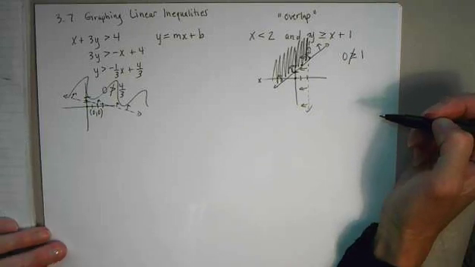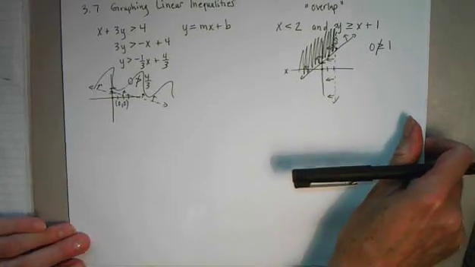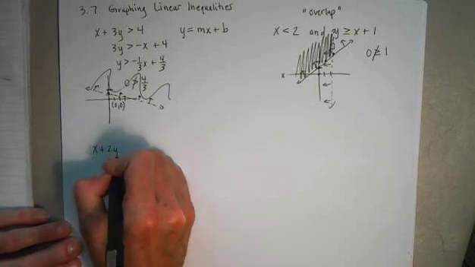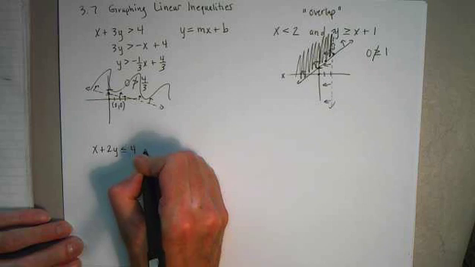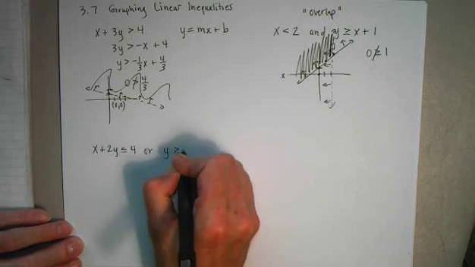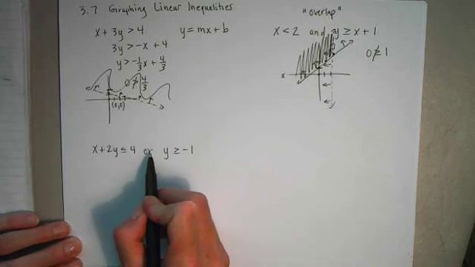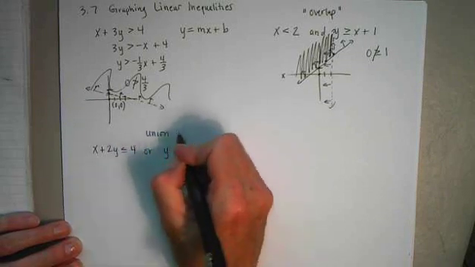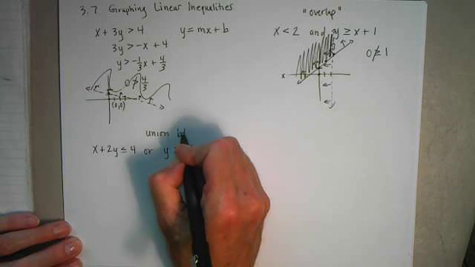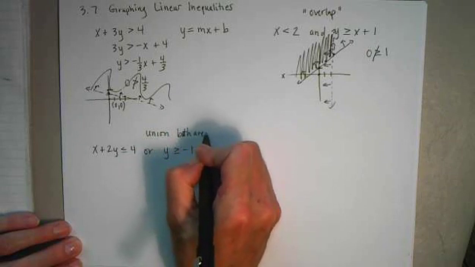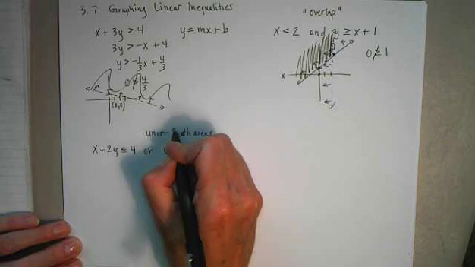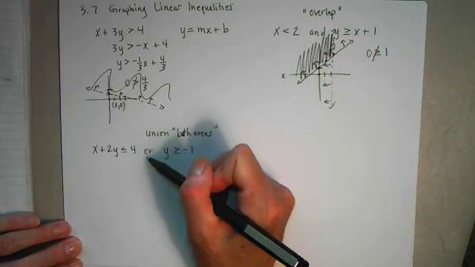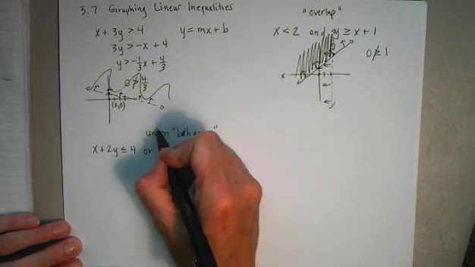Now that's different than if they tell you or. So let's try an or. If they say that x plus 2y is less than or equal to 4, or y is greater than or equal to negative 1. Now if the word is or, you're going to find the union, or you're going to shade both areas. There's an O in there. So, and is the overlap, or is both areas, the union of the two.